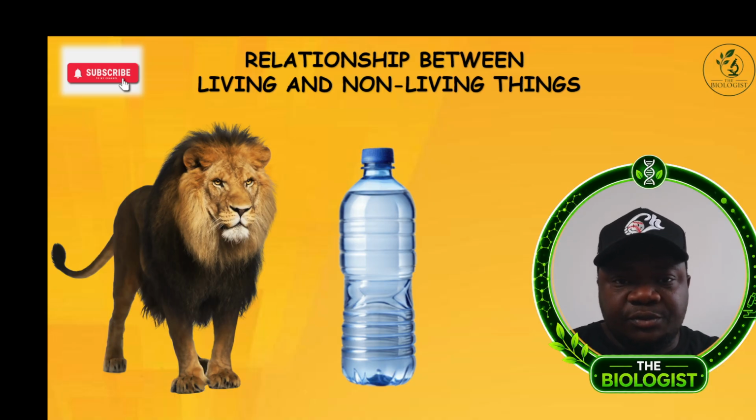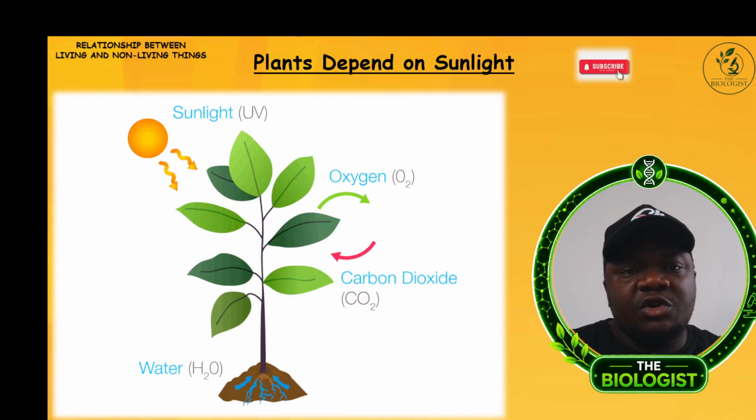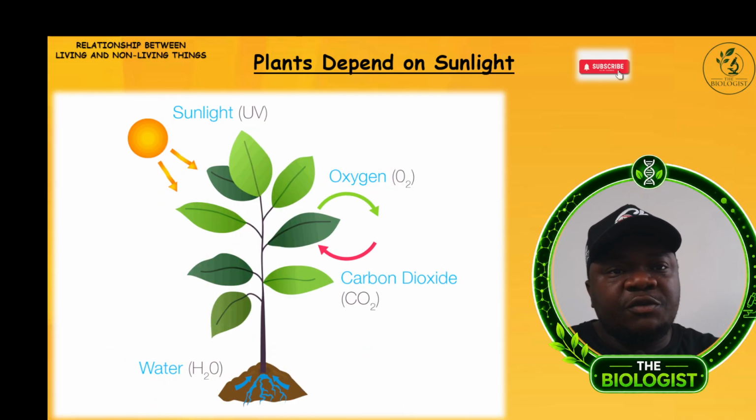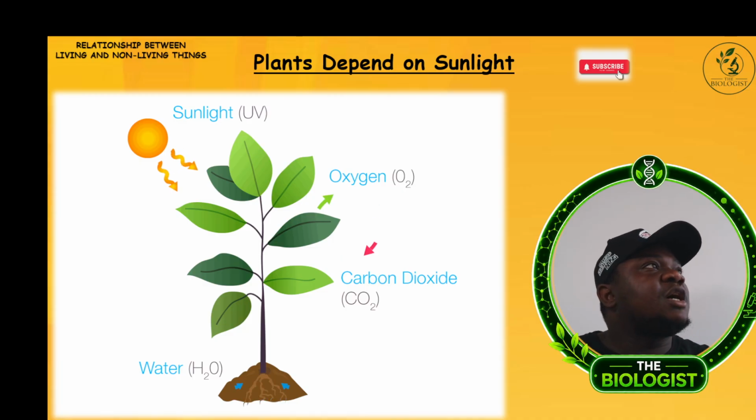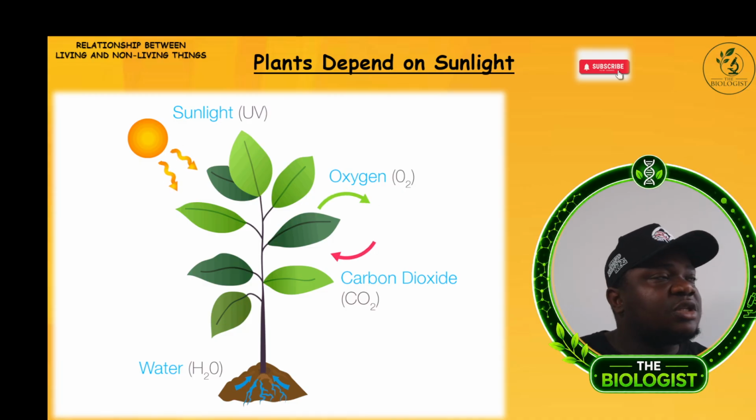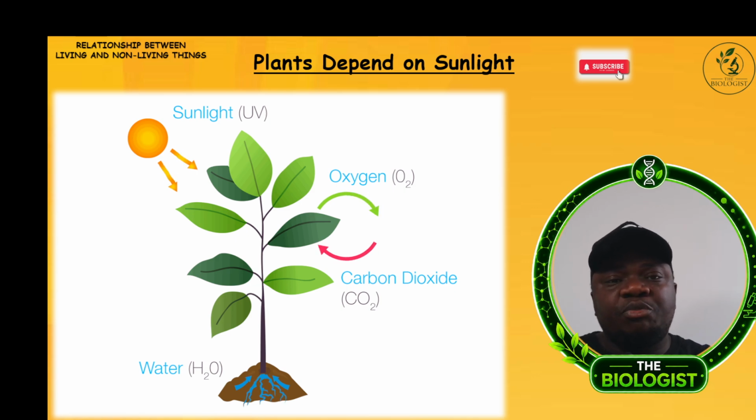So the first thing is that plants depend on sunlight. Without sunlight, plants cannot thrive. During photosynthesis, which normally occurs during the day, sunlight is very present. And you know that plants are normally called producers. They manufacture their own food by themselves. So they utilize sunlight to be able to produce food.